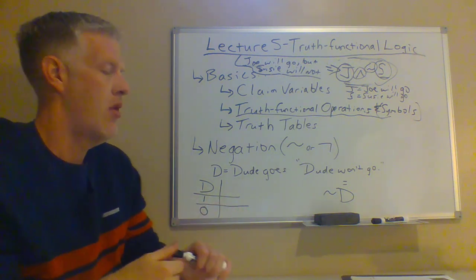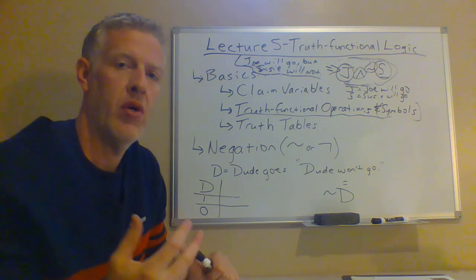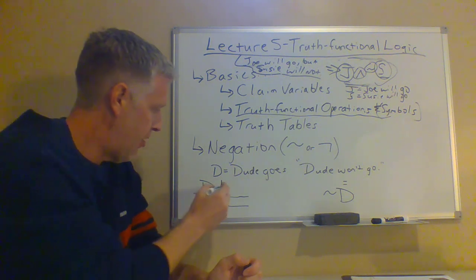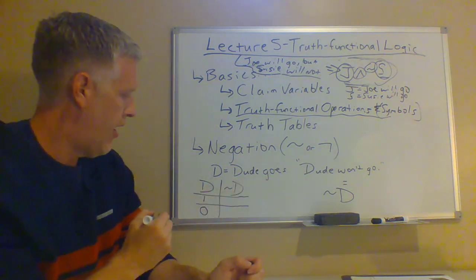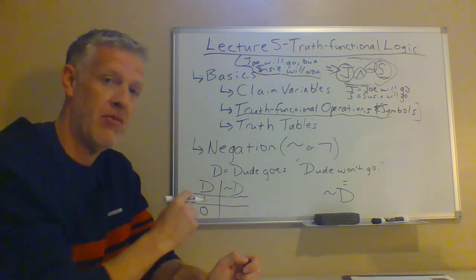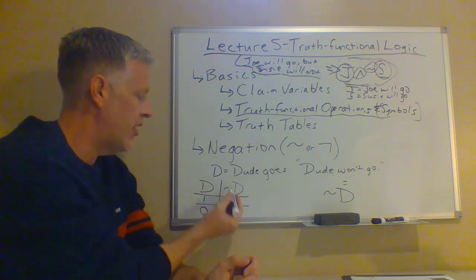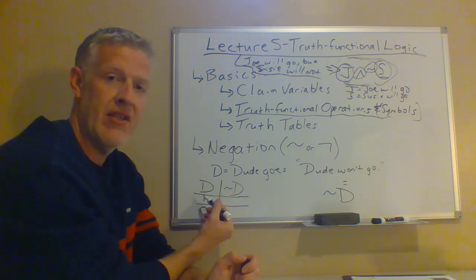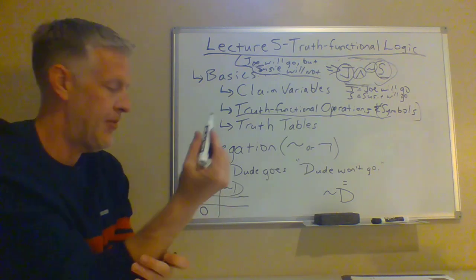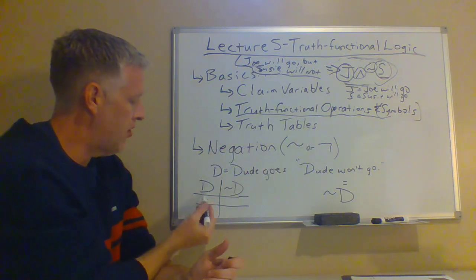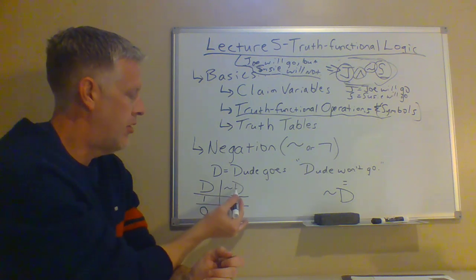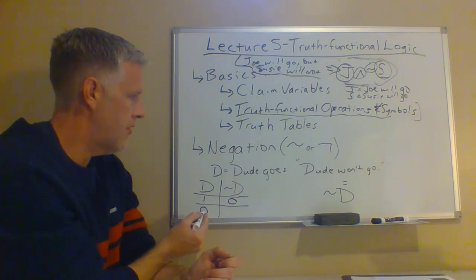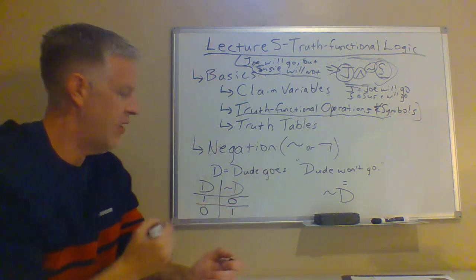Now, we want to know, what about this idea of "dude won't go"? What if somebody says, "dude won't go"? Hopefully it's spelled out in a little better English than that. Well, this is basically just the opposite of that original claim. So it's going to be true in every instance that the original claim was false, and false in every instance in which the original claim was true, because it's positing the opposite. So if "dude goes" is true, then "dude won't go" is going to be false. But if "dude goes" is false, then "dude won't go" is going to turn out to be true.